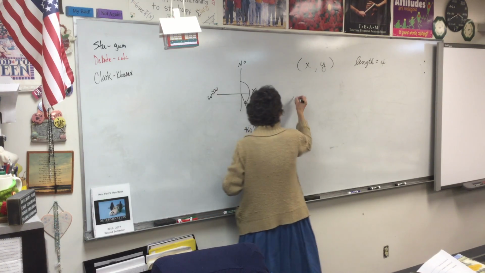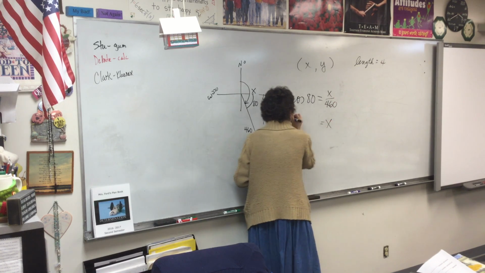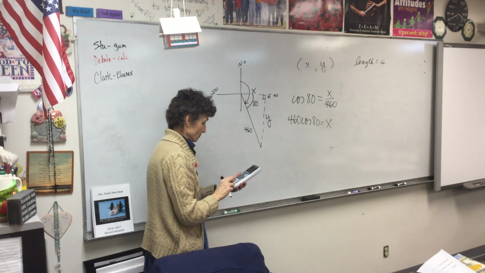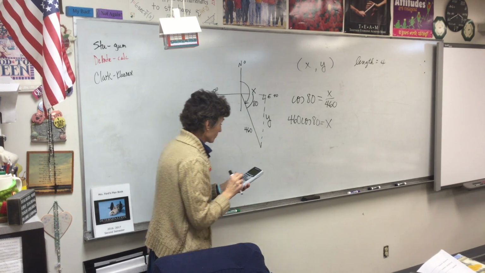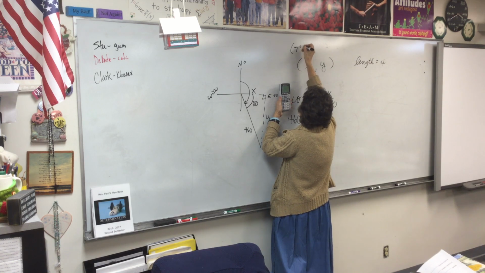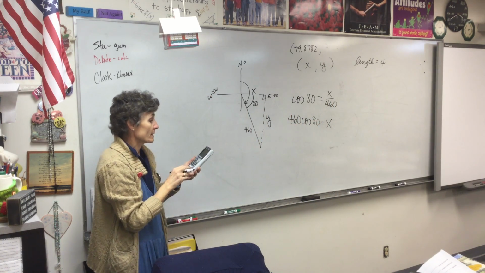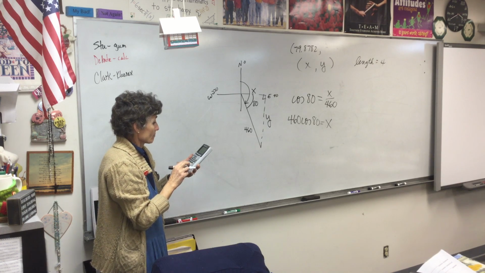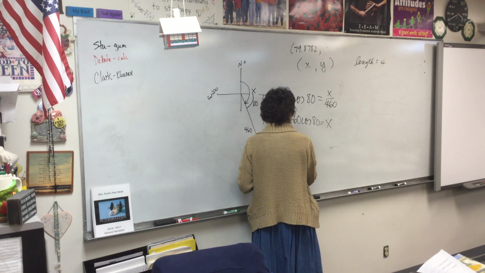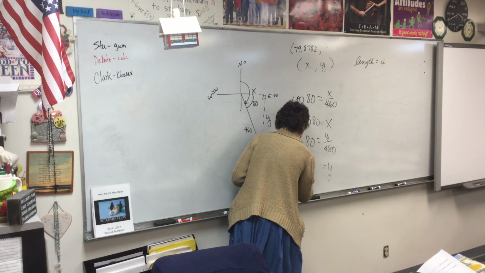What am I going to say? Cosine 80 equals X over 460. So X equals 460 cosine 80. I'm going to use a couple more decimal places. I got 79.8782. Did you? Am I right? Yeah. Now I'm going to find y, and I'll do y the same way, only that will use sine. So y equals 460 sine 80.